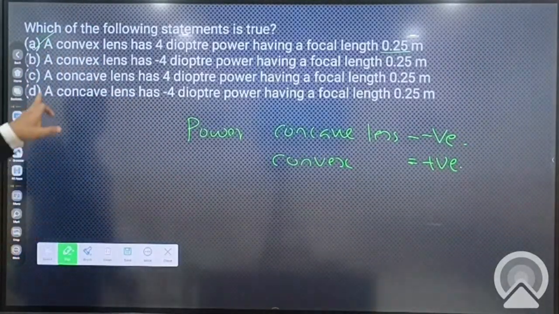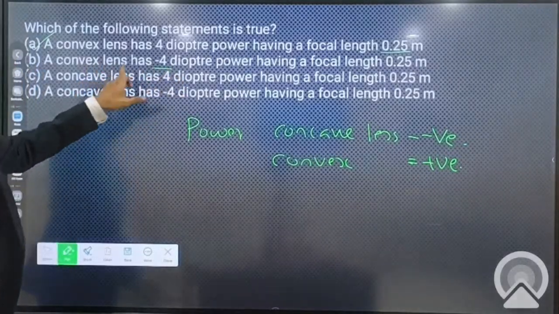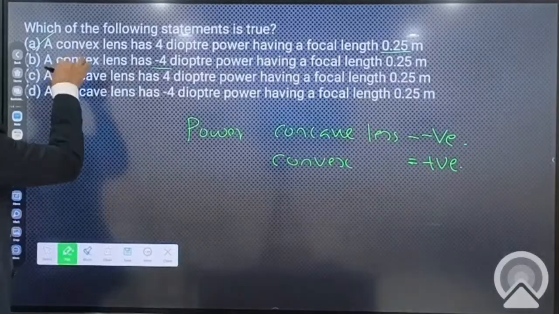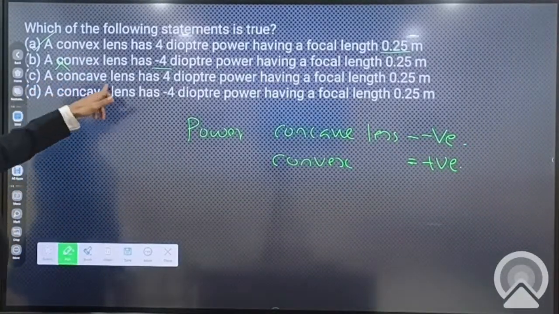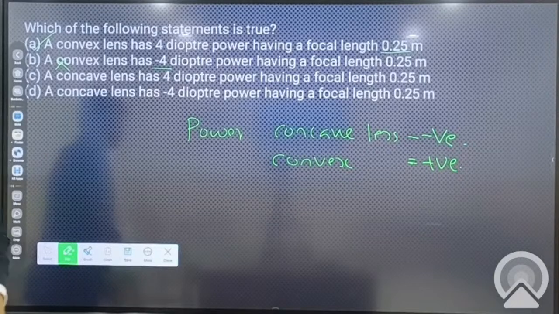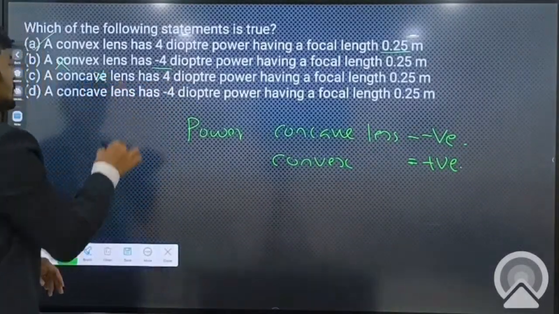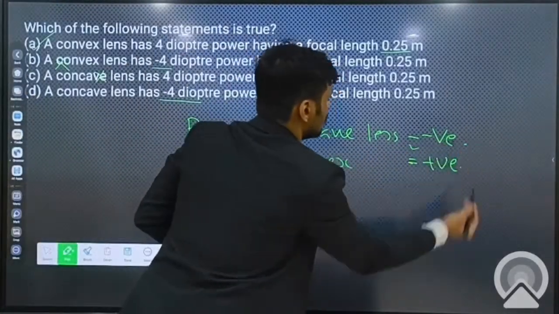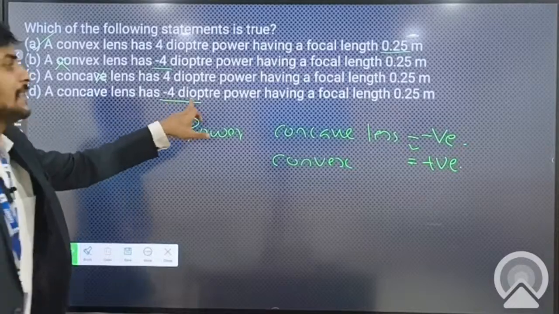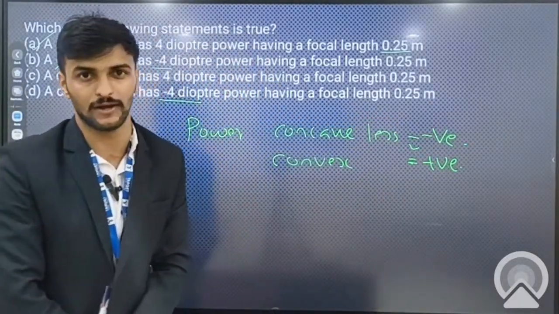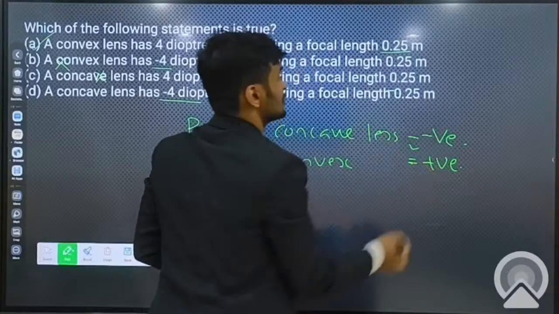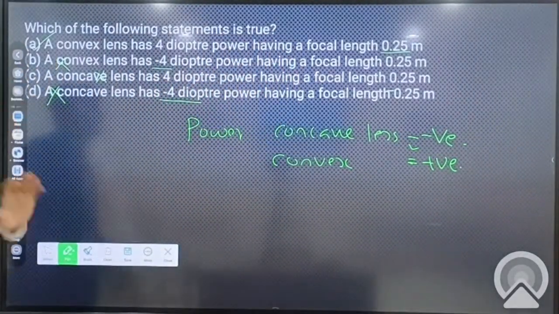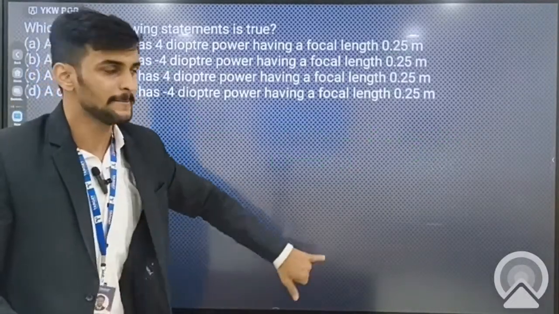Now look at the next one. A convex lens has minus 4 diopter power. We know the power of a convex lens is positive, so this is wrong. Next one, a concave lens has 4 diopter power. We know the power of a concave lens is negative, so this is also wrong. Look at the fourth one. A concave lens has minus 4 diopter. Very good, concave has negative power, so this is correct. But its focal length is given as 0.25; its focal length will be minus 0.25. Clear? So this is wrong. So the first one is the answer. Okay?